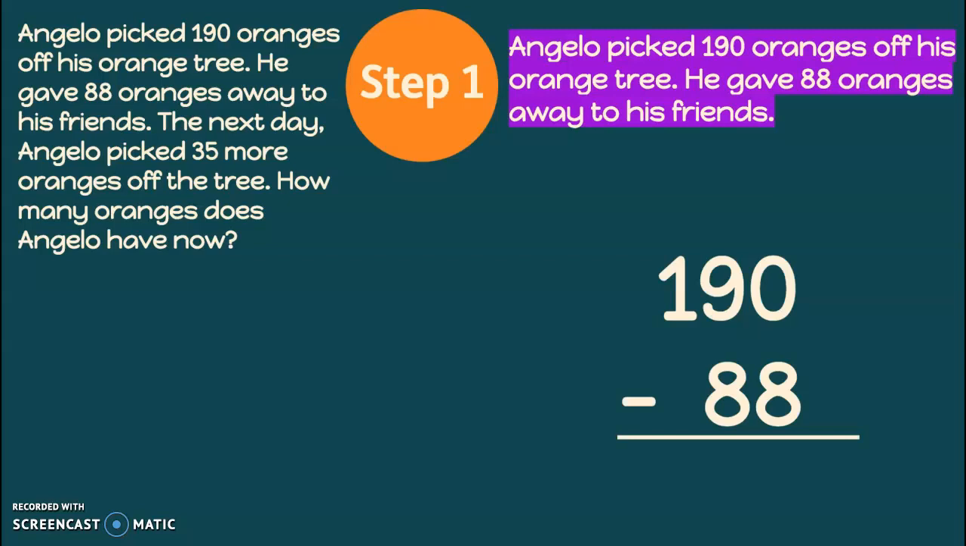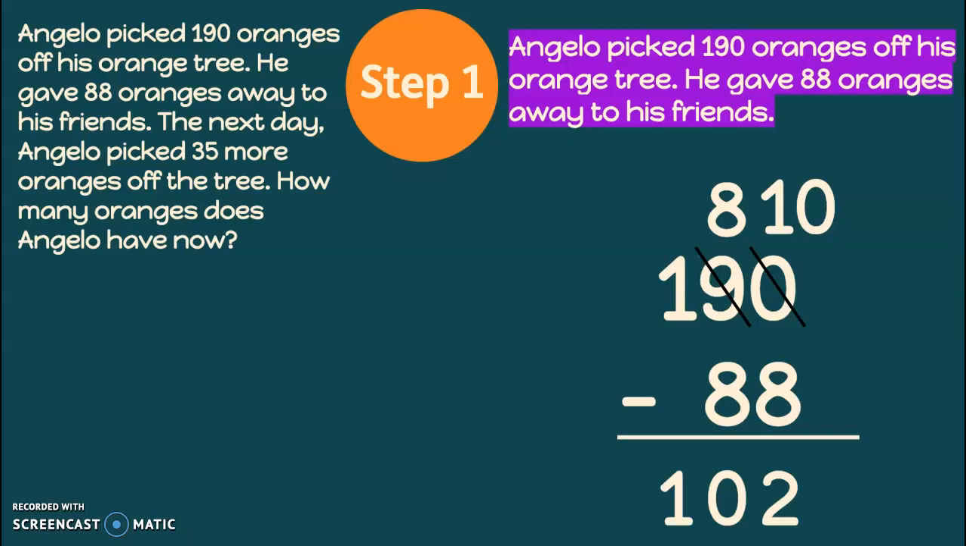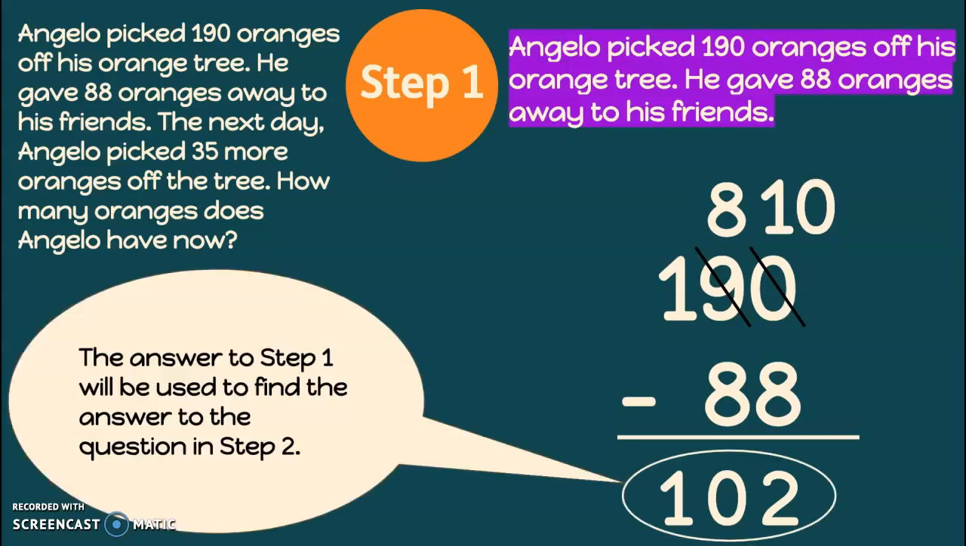I know that I cannot take 8 ones away from 0, so I must regroup. I'm going to take away a stick of 10, leaving me with 8 sticks of 10, and I'm going to move that stick of 10 to my ones, giving me 10 ones. Now I have 10 minus 8, which gives me 2. 8 minus 8 gives me 0. 1 minus 0 gives me 1, leaving me with a total of 102. This is the answer to step 1. We are going to use this to find the answer to the question in step 2.